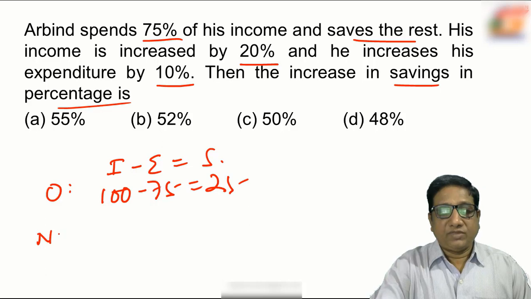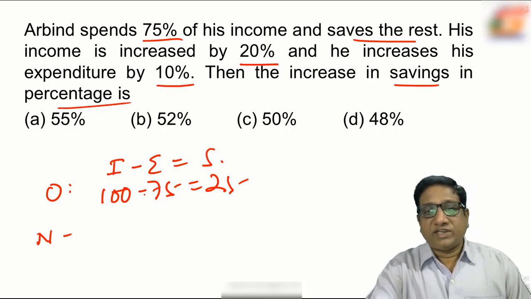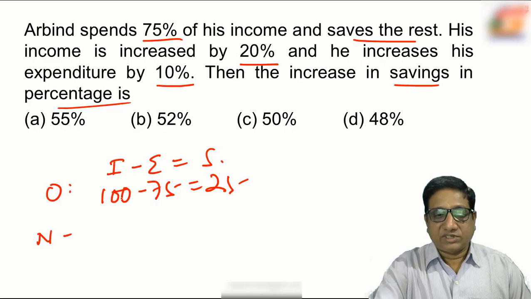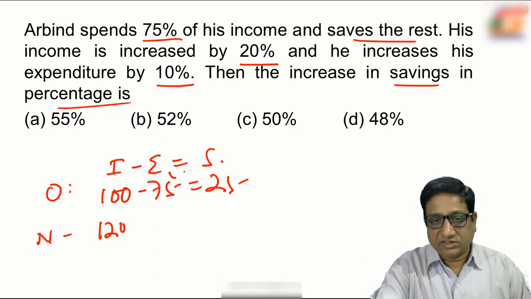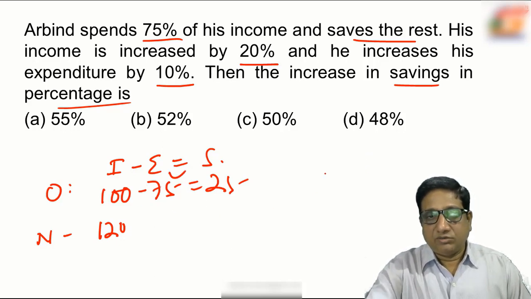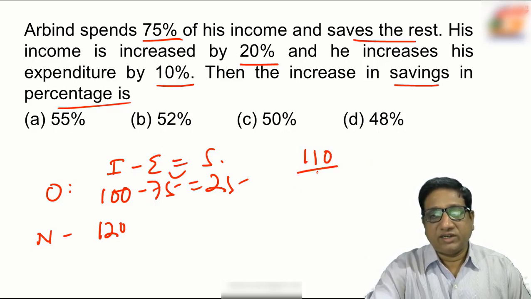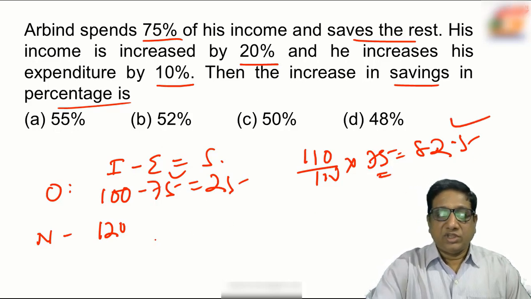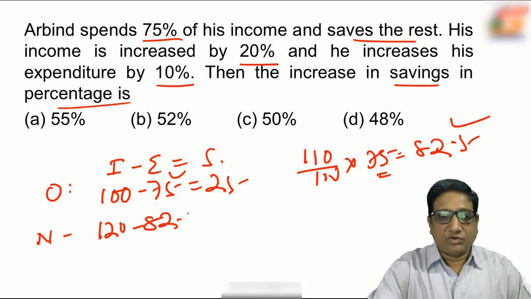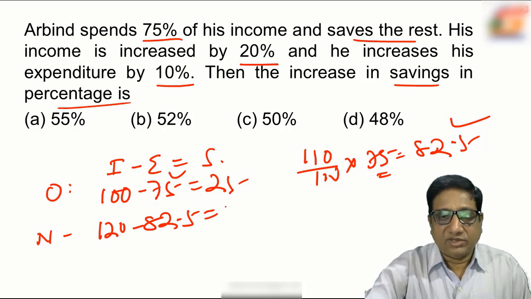Then in the new situation, income increased by 20%. So original is 100%, now it will be 120. Then expenditure increases by 10%. Original expenditure is 75. Then new expenditure will be 10% more than 75, that is 110% of 75, that will be 82.5. So now new expenditure is 82.5. Then saving will be 37.5 if you subtract this.